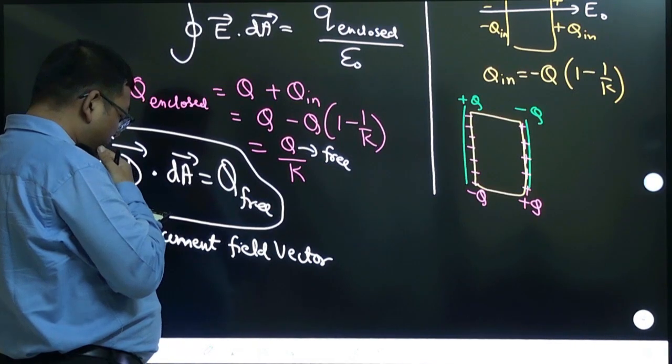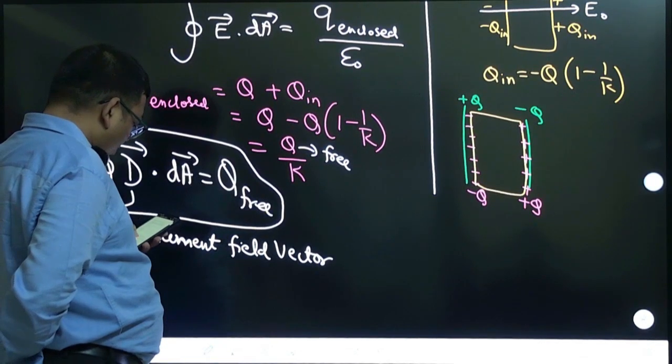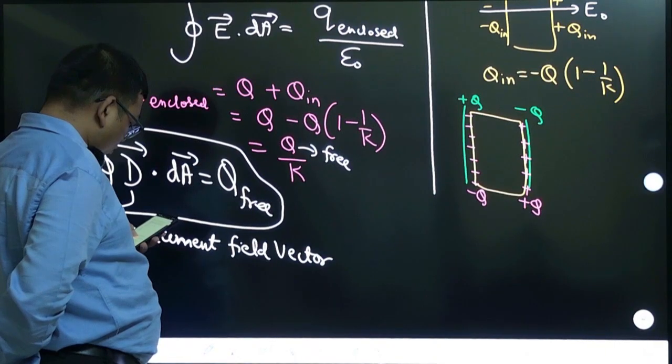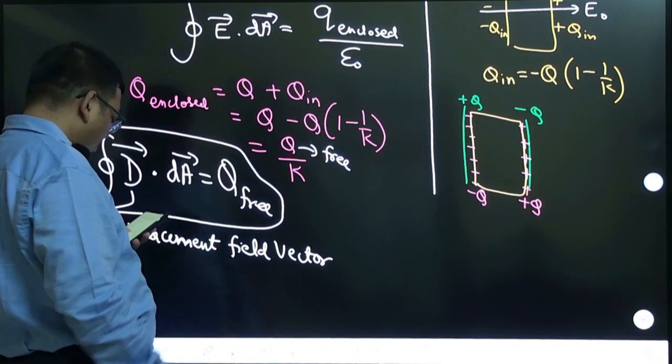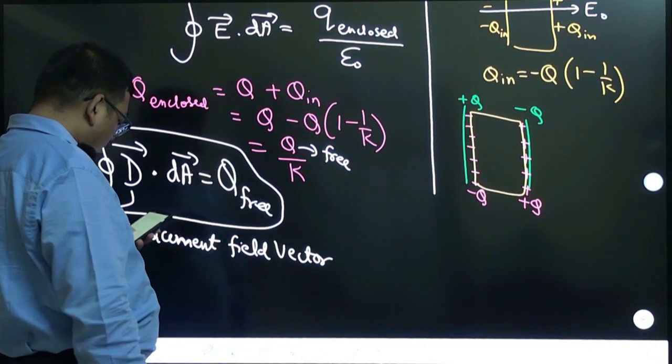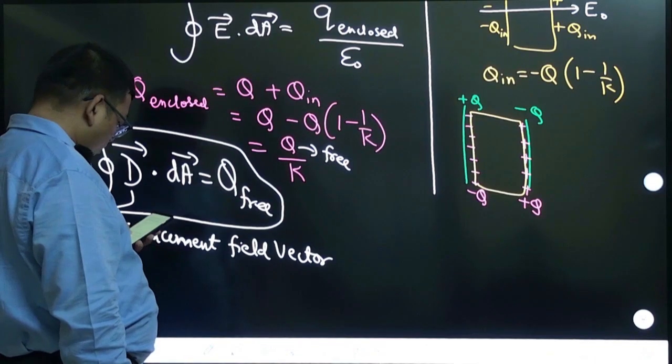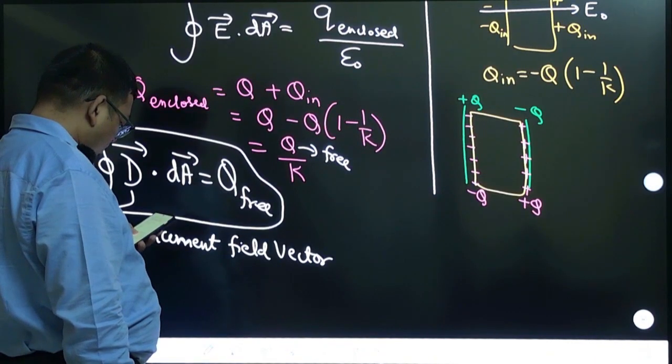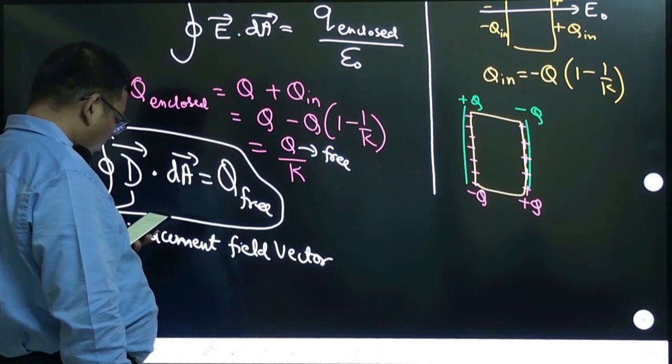Then the third one: polarization of a dielectric produces bound charges which contribute to the net enclosed charge. Yes, this is right. The third is definitely correct. The fourth one is also correct. Third and fourth are correct. So here, second, third, fourth. What about the second?